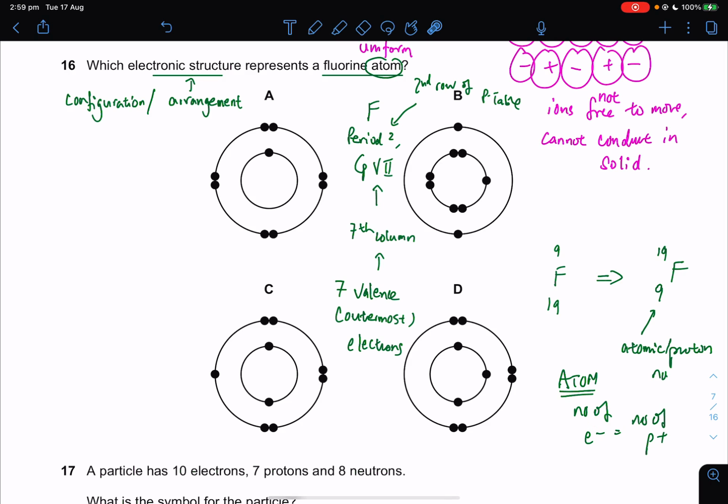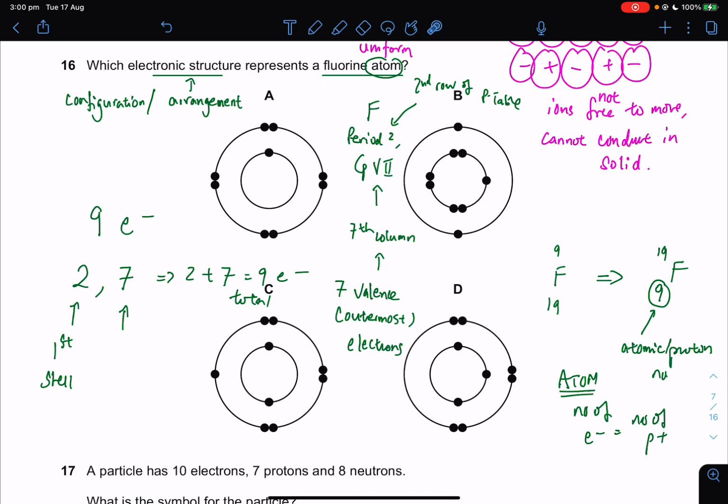So we are looking at the number of electrons being equal to the number of protons, and since our atomic number is 9, we have 9 protons, so we have 9 electrons. When you have 9 electrons, you have 2 in the first shell and 7 in the second shell, because 2 plus 7 gives you 9 electrons total. The first shell is full after occupying 2 electrons, and you have 7 electrons in the second shell.